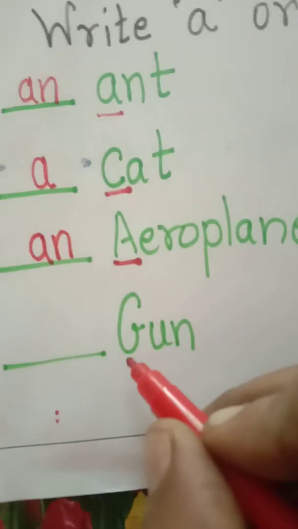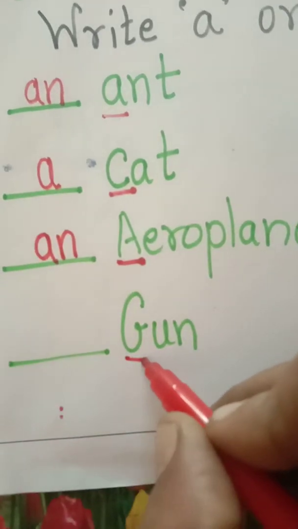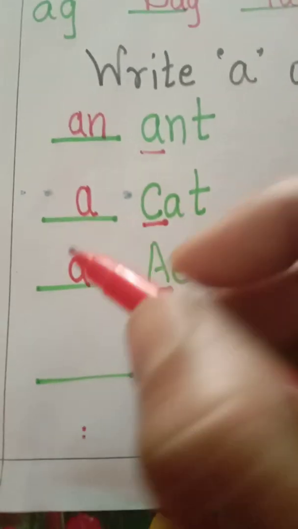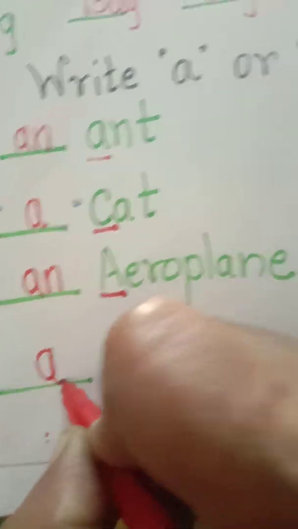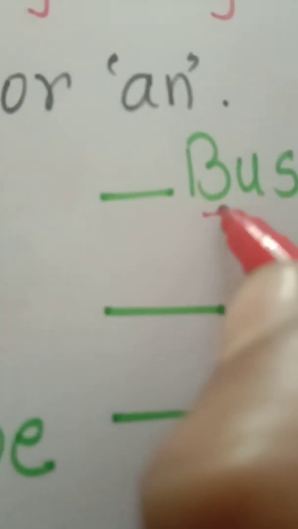Now here we read the spelling of gun, G-U-N, gun. And so G is a consonant. Write a in front of gun. The next is B, bus. B is not a vowel, it is a consonant. So you have to write a in front of bus. So it becomes a bus.